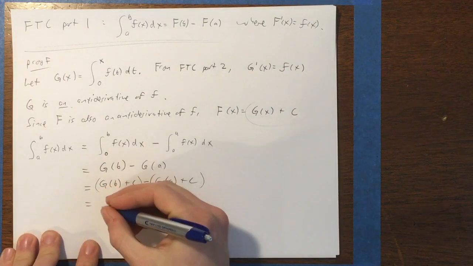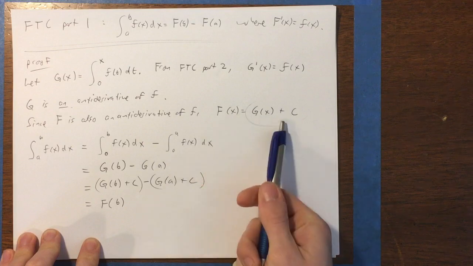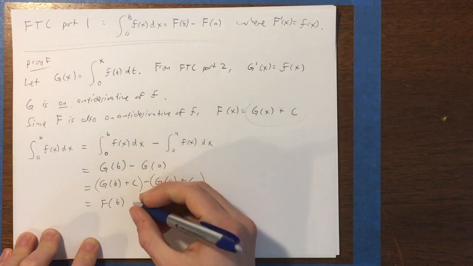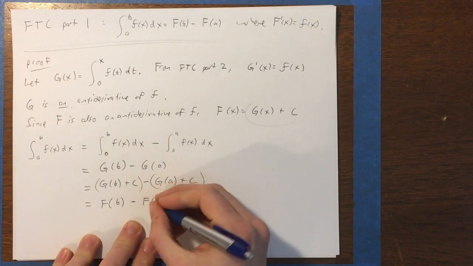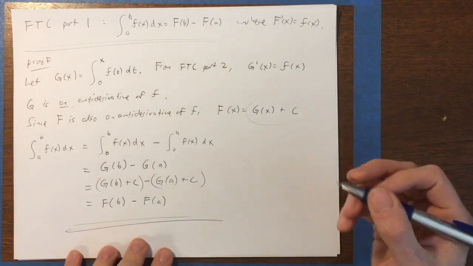But now this can be written as f of b, because of the relationship between these things as differing by a constant, and then minus f of a. And we just proved what we wanted to prove. There we go. We did it.